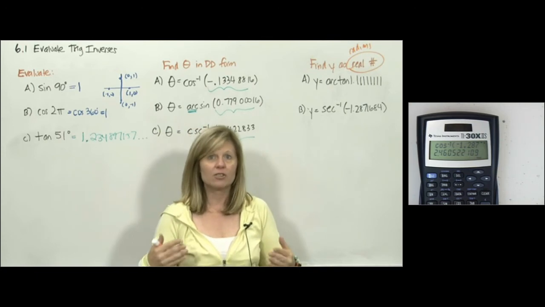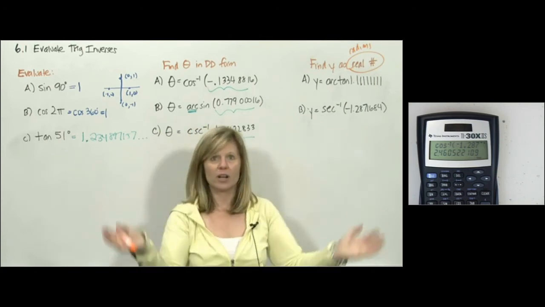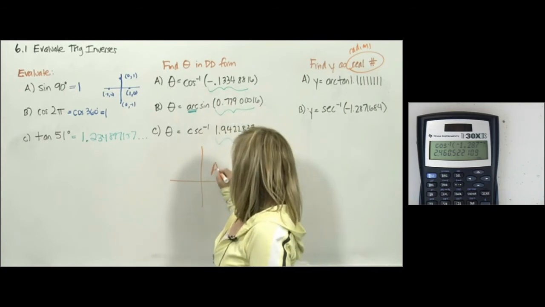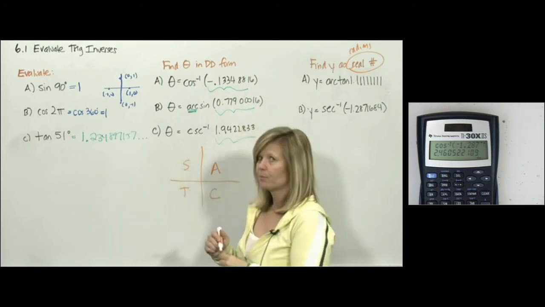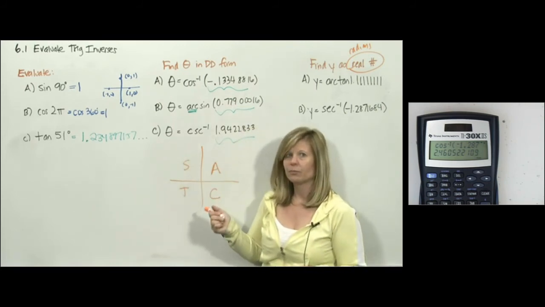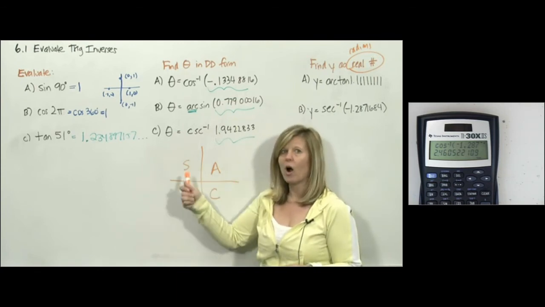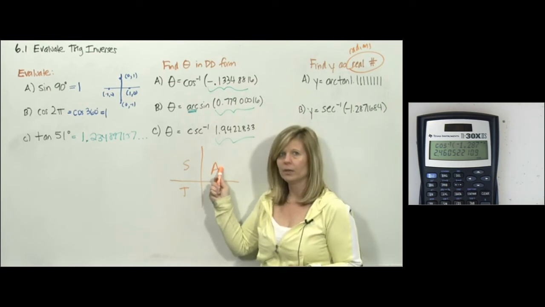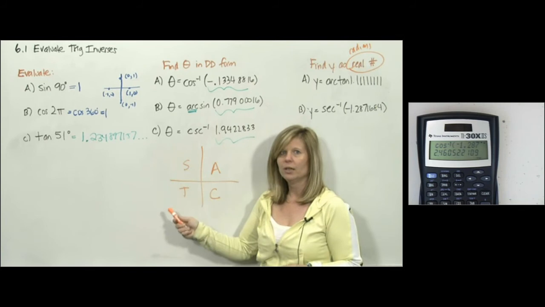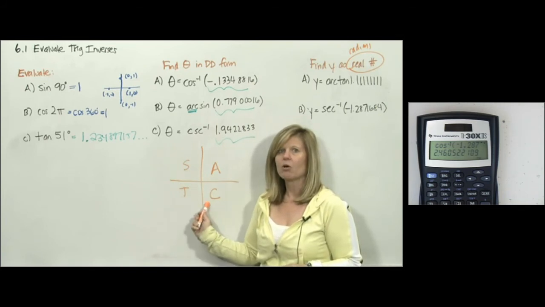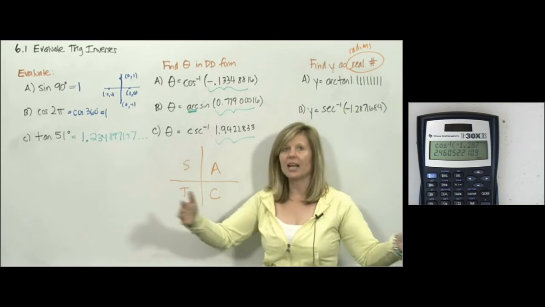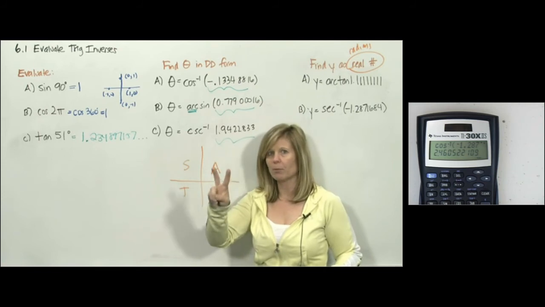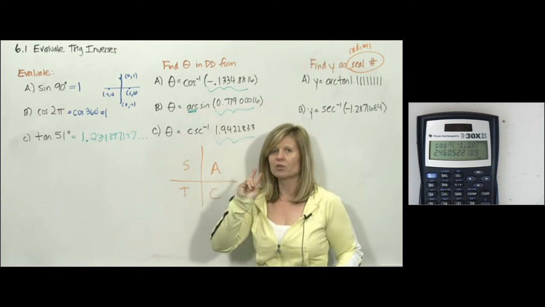Okay, but here's the dilemma. And this is what I want you to think about. From the beginning of the semester, we've always said the phrase, All Students Take Calculus. And what is that a reference to? That's a reference to tell us what quadrant the angle would be in. We know that all trig functions are positive in quadrant 1, sine is positive in quadrant 2, tangent's positive in quadrant 3, cosine's positive in quadrant 4. So we've seen through the development of this course that for every trig function, there's two quadrants where the number's positive, there's two quadrants where the number's negative.